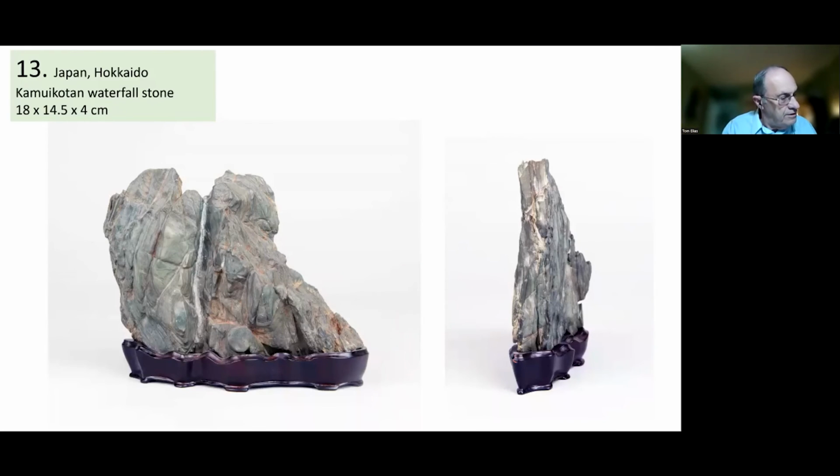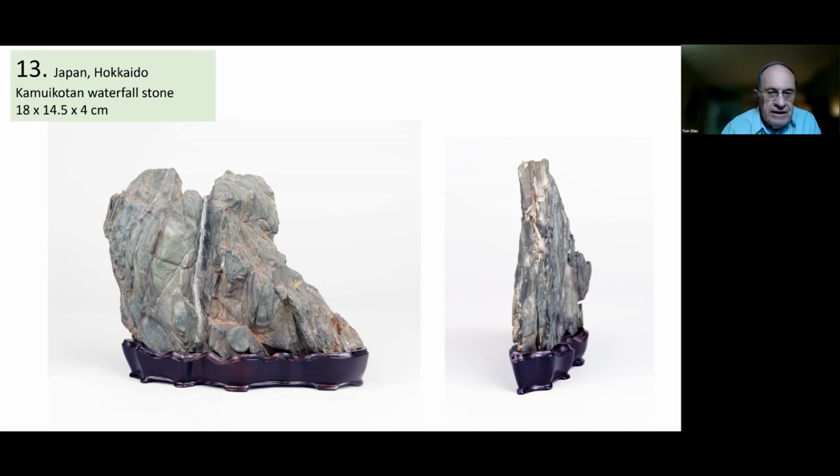Here's a stone from Japan, again, the northernmost island of Hokkaido. If you look at the picture on the left, it's a wonderful waterfall. It's a narrow waterfall that's cut through the surface of the stone, very realistic looking. And if you only consider it from this angle, you could say, wow, this is a great stone.